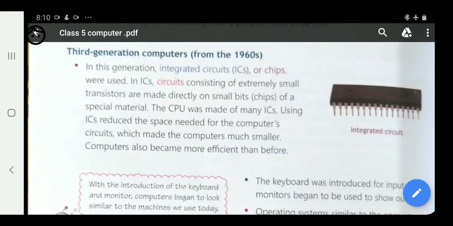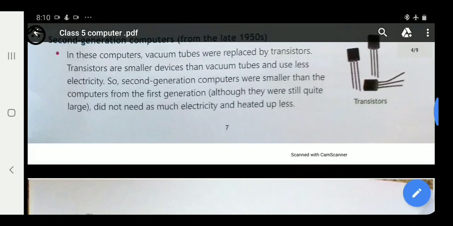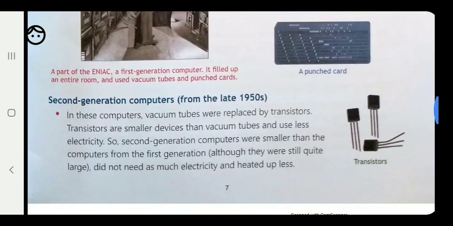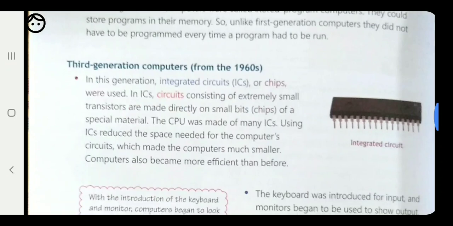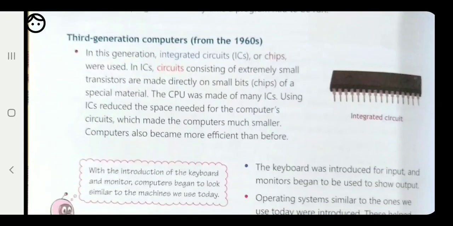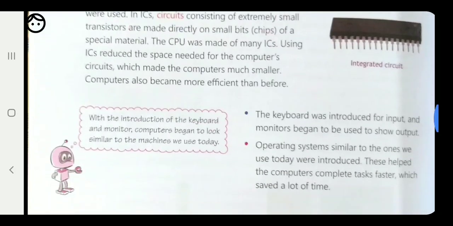When you come to the third generation, it replaced the vacuum tubes. First generation used vacuum tubes, second generation transistors, and in the third generation it replaced them with circuits. The circuits were very small in size and easy to use.